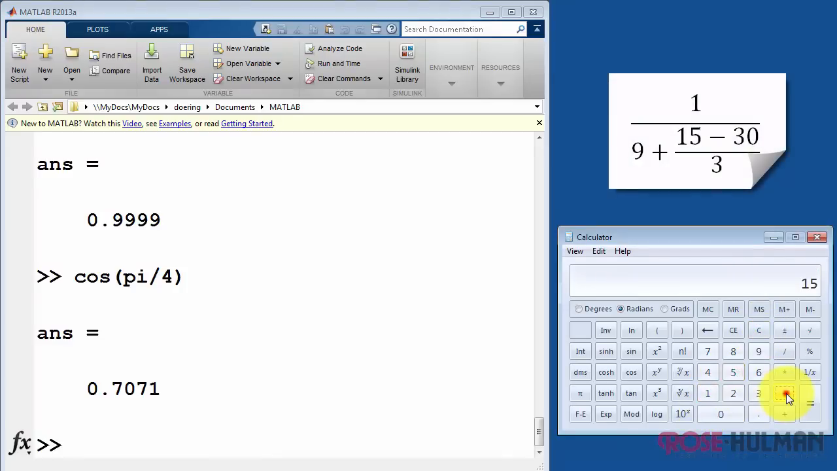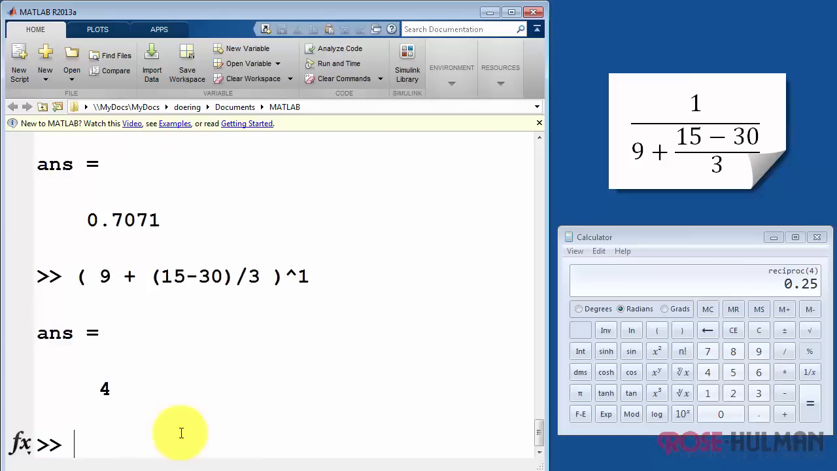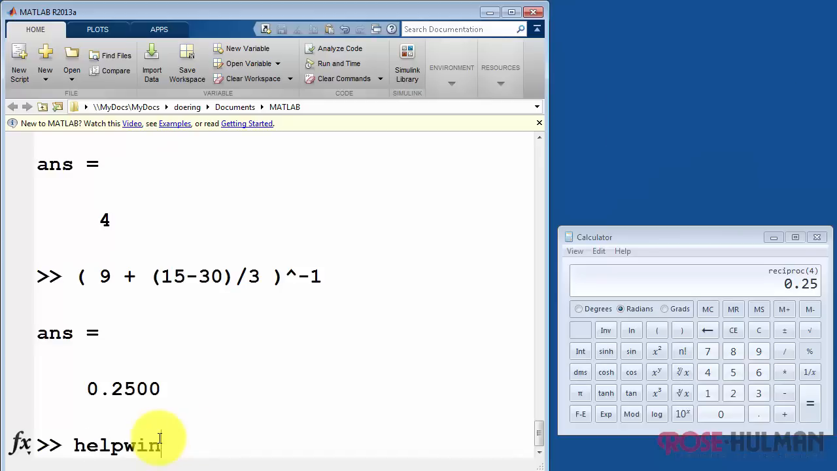All right, let's take a look at evaluating a basic algebra expression here, or at least I guess we would call a compound arithmetic expression. Do the usual sequence of key presses on the calculator and we get the result 0.25. If we were doing the same thing in MATLAB, use parentheses to make clear which operations are supposed to be performed first. And it looks like I forgot the negative 1. Let's do that. And we have the same value, of course, 0.25.